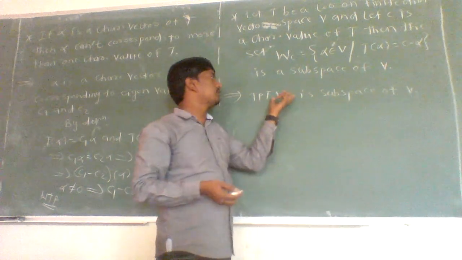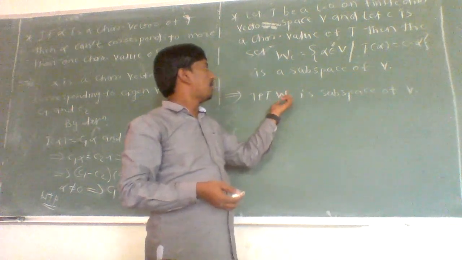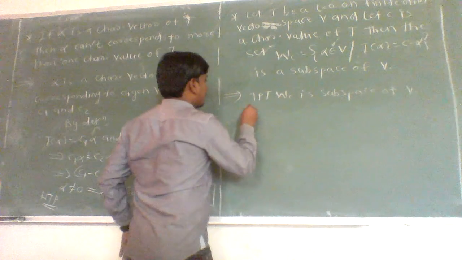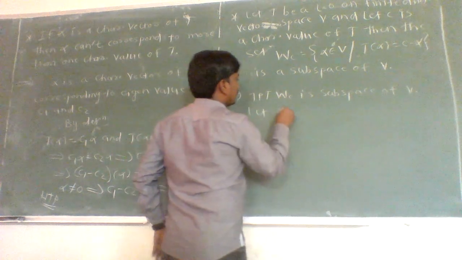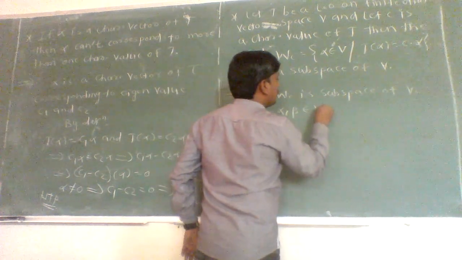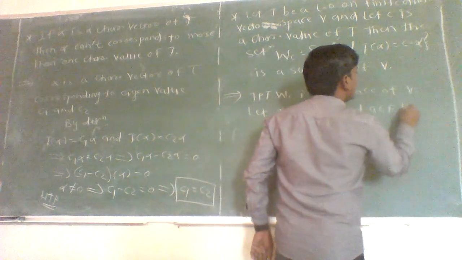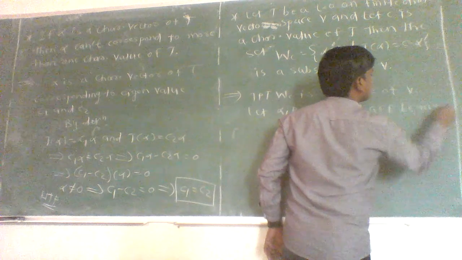It is easy to prove that WC is closed under the operations which are defined on the vector space V. Let alpha and beta be any two members of WC and a belonging to F be any scalar.